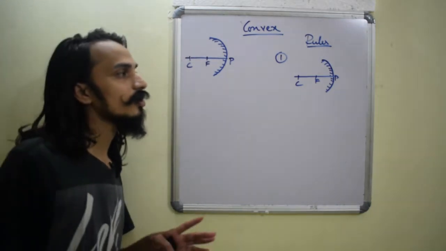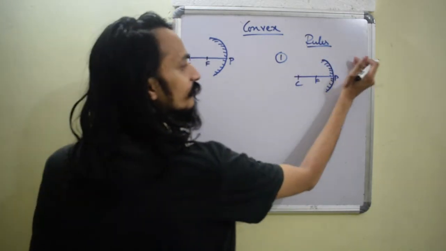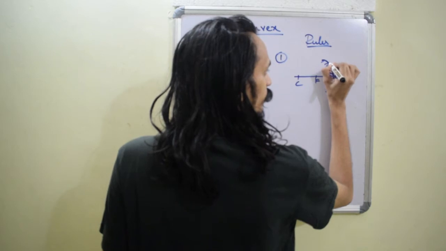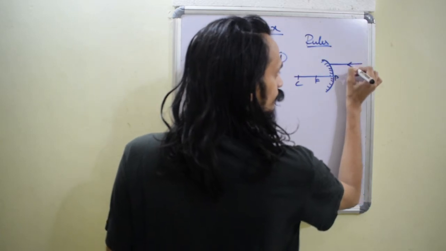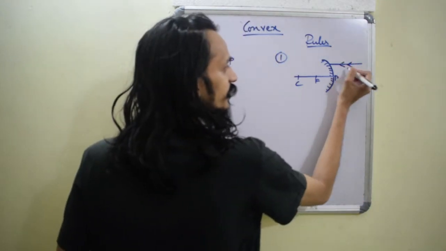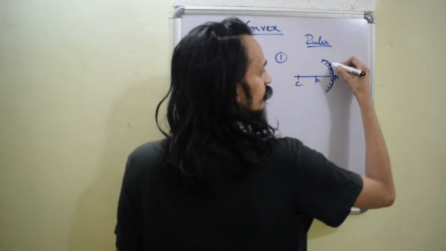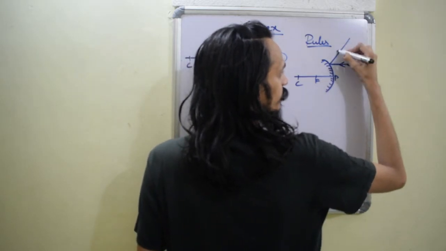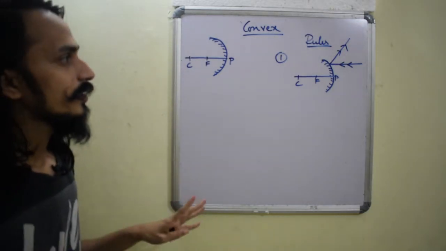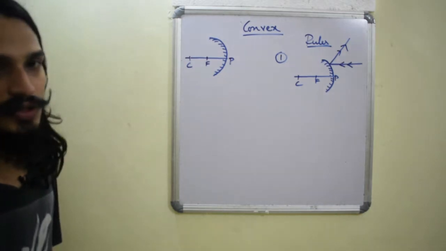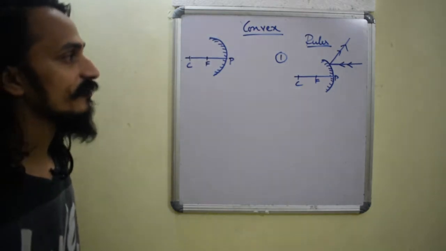If you remember, the first rule talks about a ray of light that comes parallel to the principal axis, but now the light is going to come from this side because this is the reflecting side. So I'm going to talk about a ray of light that comes parallel like this. This is my incident ray. Once it hits the mirror, it reflects and goes back in that direction.